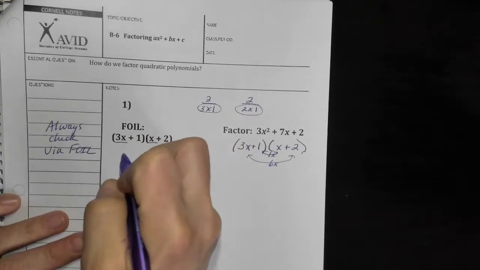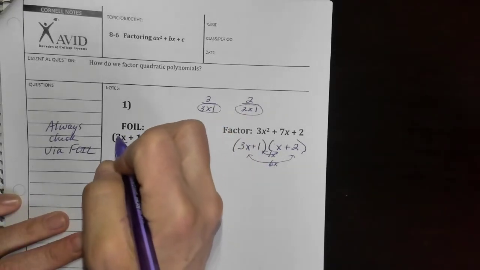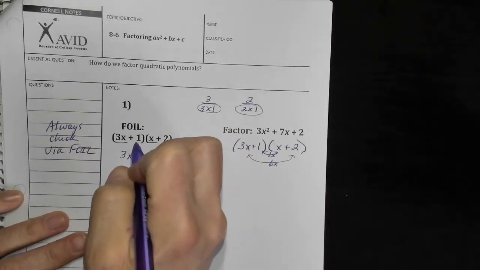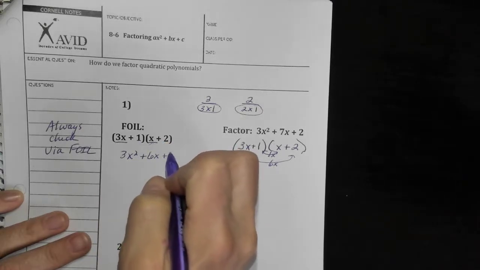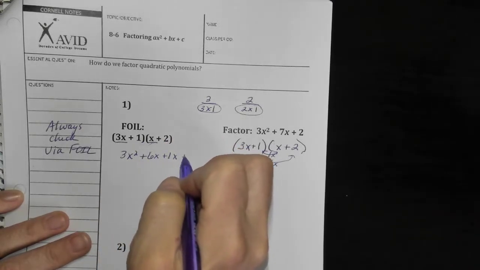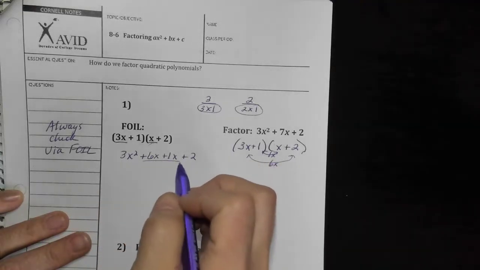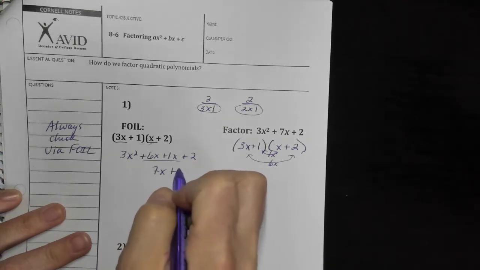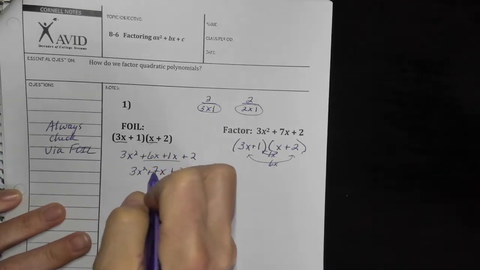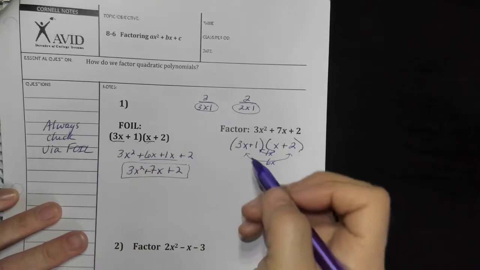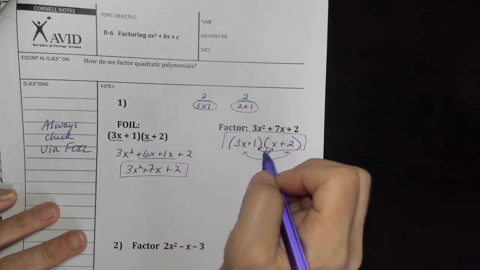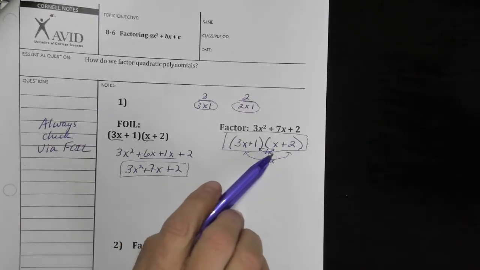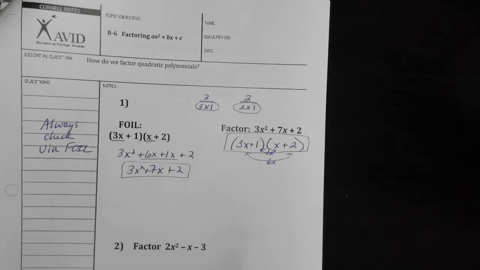So first times first, that's a 3x squared. My outsides are going to be the 3x times the 2, which is 6x. My inside is going to be the 1 times the x, which is 1x, and 1 times 2, which is 2. Then look at what you have and combine your common terms. 6x's plus 1x's makes 7x's. And the rest of it just stays the same. So I know when I factor this quadratic trinomial, these are my two factors. Okay, let's look at the next one.